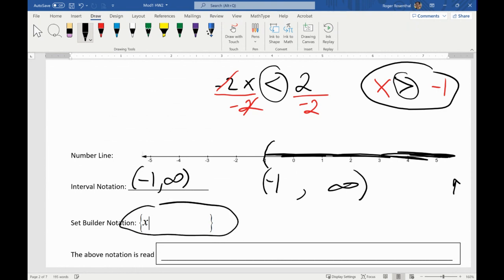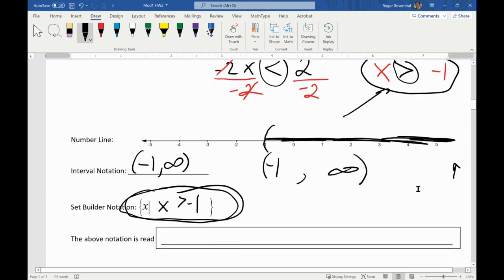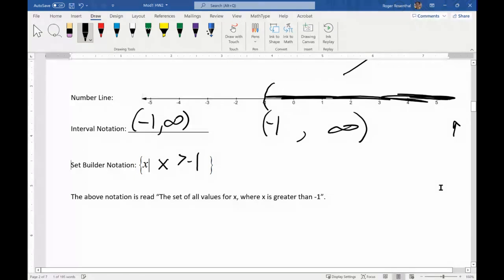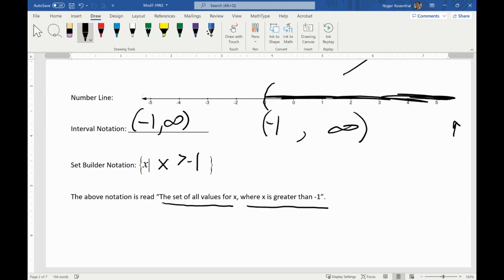Now there's something called set builder notation, and I'm just going to keep this very simple. Set builder notation, you basically have a little setup like this, and in there you put the fact that x is greater than negative 1. Now, how do you read that? Well, let's take a look at what's underneath the box here. That is read the set of all values for x where x is greater than negative 1.